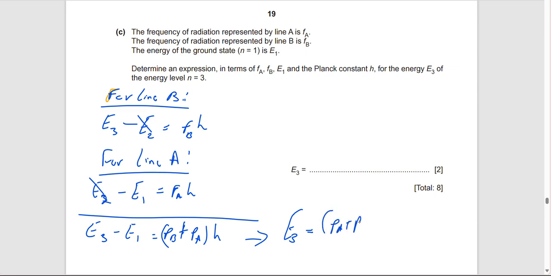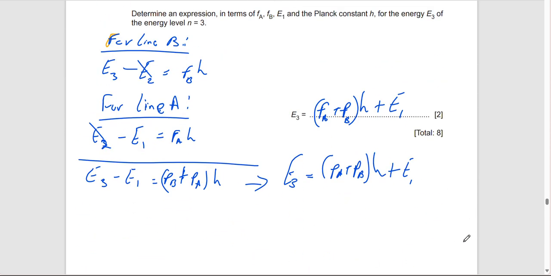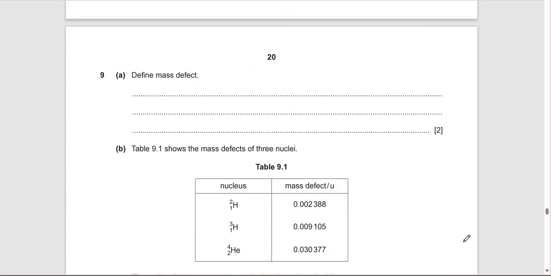E3 equals FA plus FB times H, plus E1. Just like this. Right. And that's your answer. I hope that makes sense. Just make your two equations using the energy differences. Right. Okay.